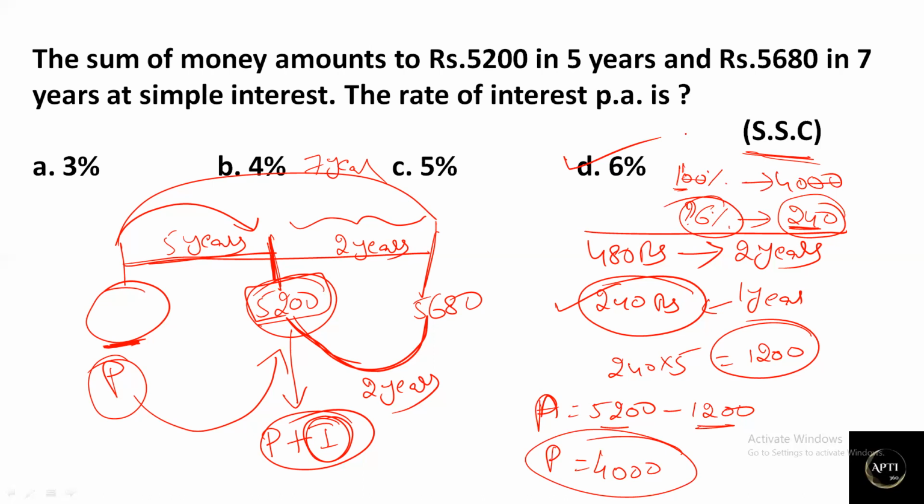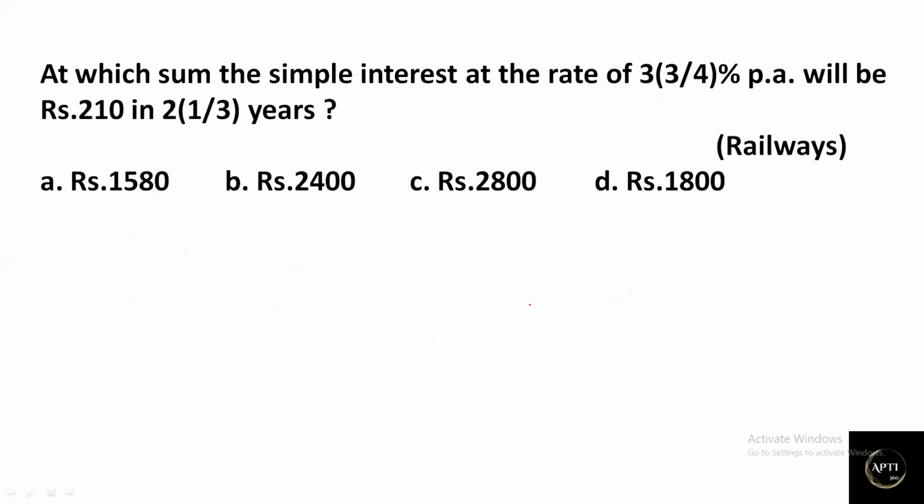Now we'll go with the next question. Very simple, guys. Here they have given just two conditions: 5,200 in 5 years and 5,680 in 7 years. This diagram indicates from the start to 5 years, and from the start to 7 years. Between 5,200 and 5,680 there is a 2 years gap. In that 2 years, the amount that got increased is nothing but simple interest. For 2 years 480, for 1 year it is 240. Based on that we have calculated. Very simple. Now we'll move on to the next question.